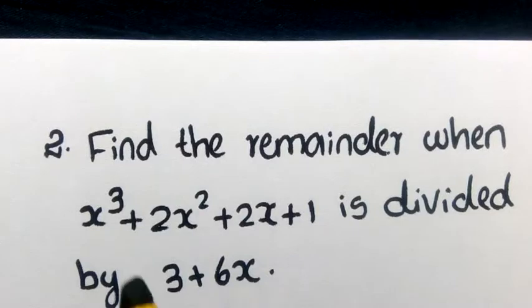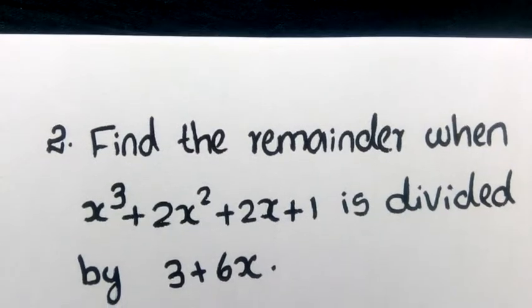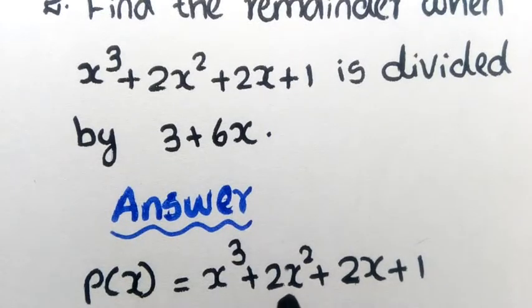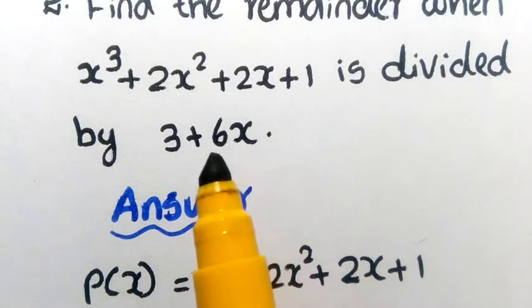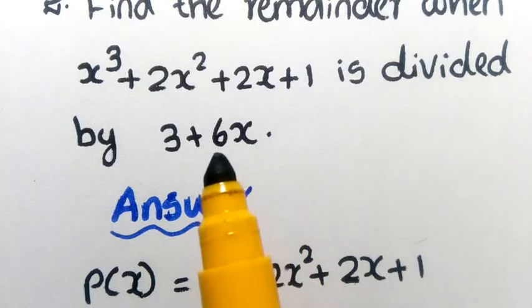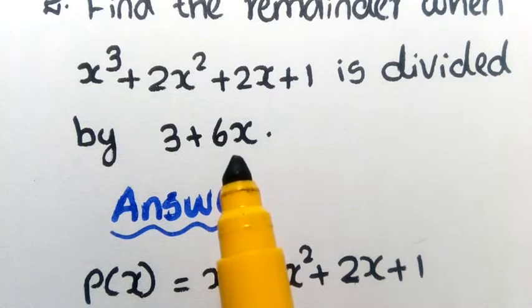Second question. Find the remainder when x cube plus 2x square plus 2x plus 1 is divided by 3 plus 6x. We are going to apply remainder theorem for finding the remainder. Let us check the solution. Here, dividend is equal to x cube plus 2x square plus 2x plus 1. Divisor is 3 plus 6x. It is a linear polynomial. It is not in standard form. So the standard form of 3 plus 6x is 6x plus 3.